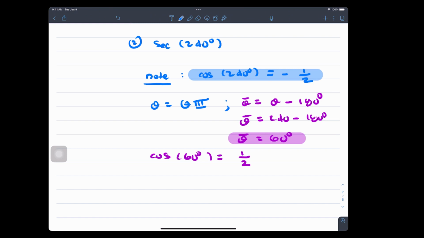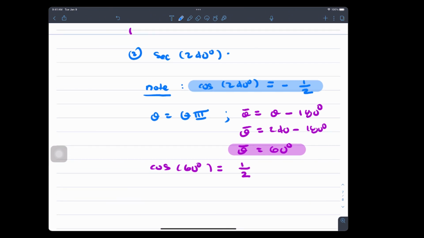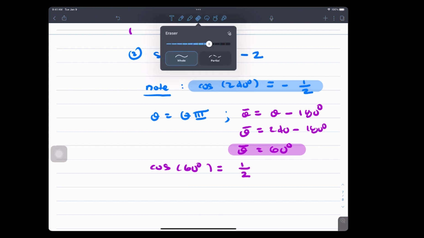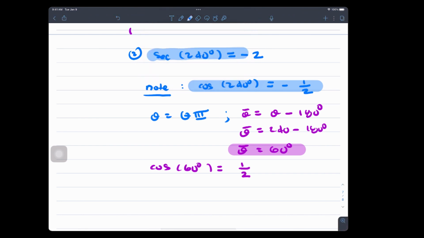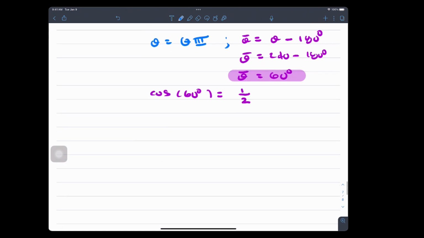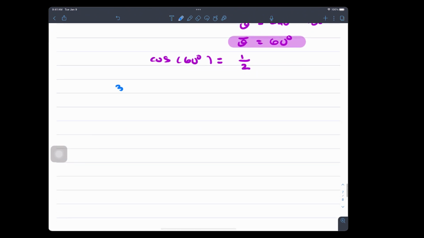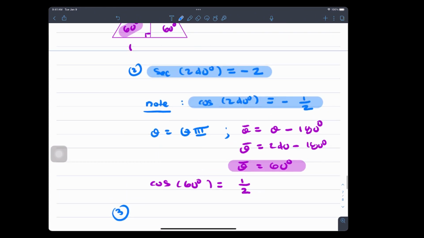But we're not done because they asked us for secant. So what's the reciprocal of negative 1/2? Negative 2. So ladies and gentlemen, here's the real answer. It's negative 2. Easy peasy lemon squeezy.